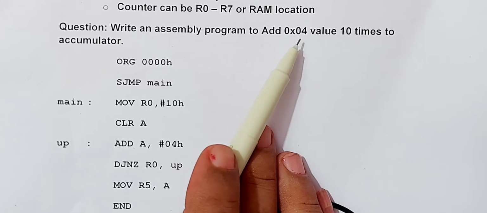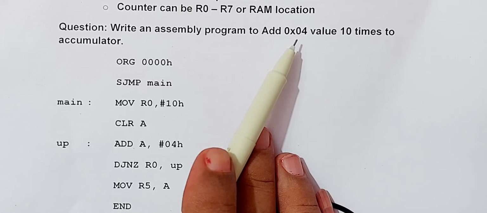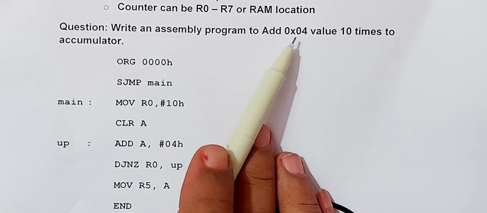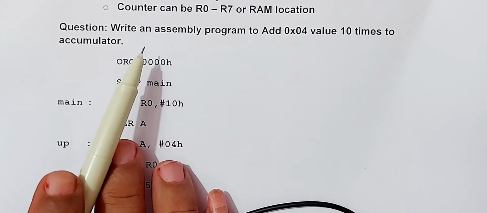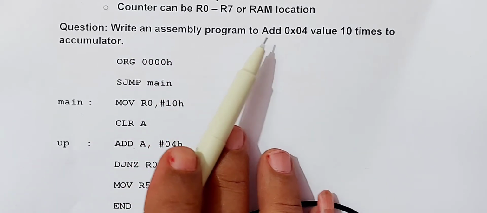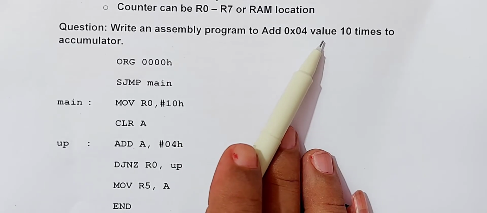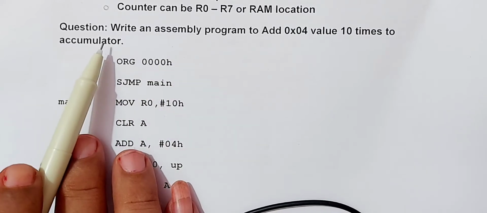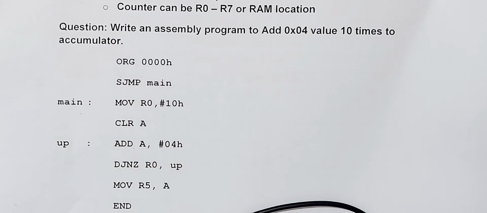Add these 2 bytes. If you want to add these 2 bytes only one time, no looping is necessary. If you want to add the 2 bytes 00 and 04 a number of times, you need a loop. Therefore, I will consider the problem: write an assembly program to add 00 and 04 values 10 times to the accumulator.